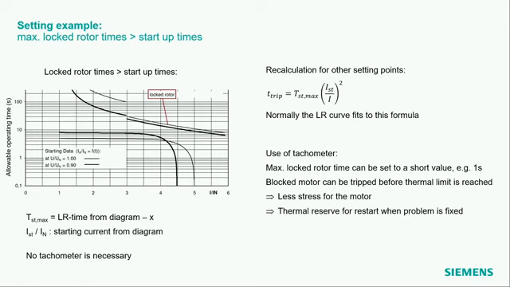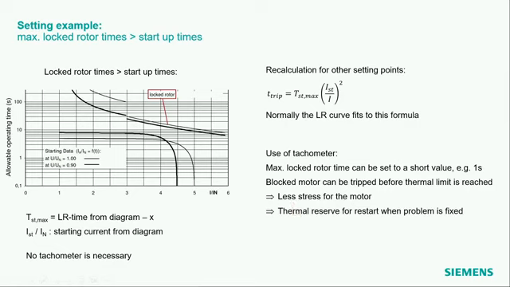Good. If I use a tachometer, if I have this already, then I can set this maximum locked rotor time, so it's one setting, to a relatively short time, for example, 1 second. So I know, okay, now the rotor is locked, then I don't need to wait until the thermal reserve here of the motor is finished up. Yeah. On the one hand, this is less stress for the rotor.